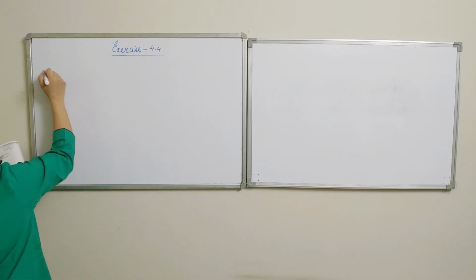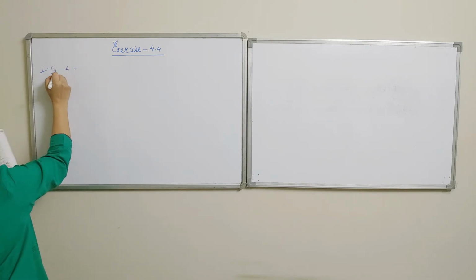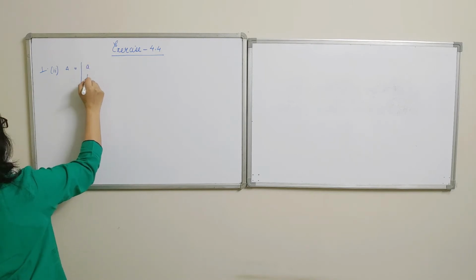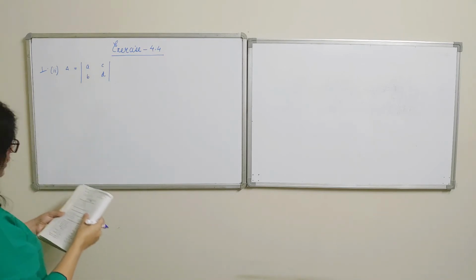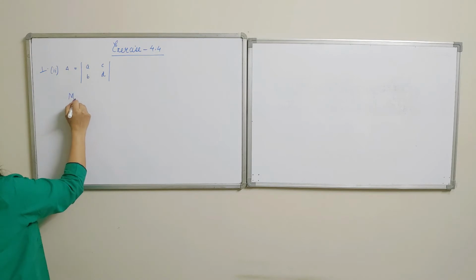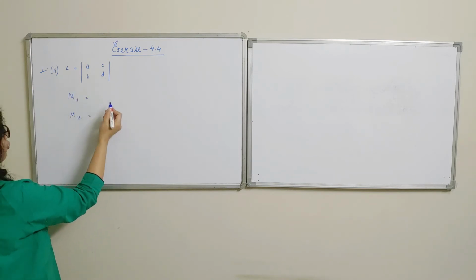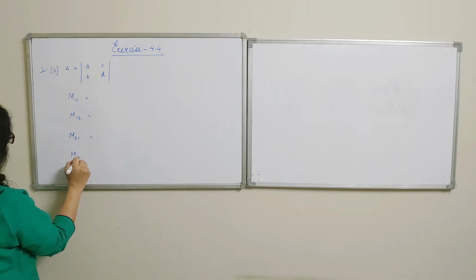So question number 1, a determinant is given. We are doing the second part of the first question. A determinant with elements A, B, C, D. So we are finding out here minors and cofactors of all the elements. So minors M11, M12, these are minors of the first row. Then minors of the second row M21, M22.